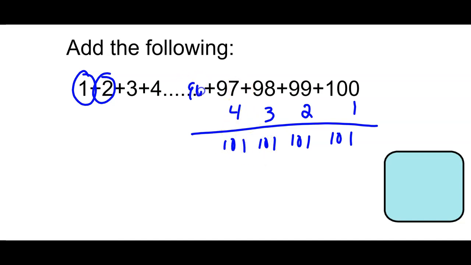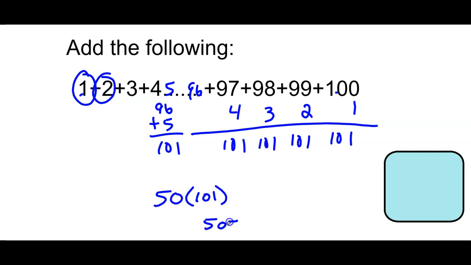And if you made the next set, 96 and 5, well, 96 plus 5 is 101 also. So he noticed that you're adding up pairs of numbers to give you 101. So the question is, how many pairs would he get? Well, it would be half as many numbers as he has here. Being 100 numbers, he's going to get 50 pairs. So if he took 50 pairs that add up to 101 and multiplied it, you get 5,050. And that's the sum of the numbers 1 through 100.